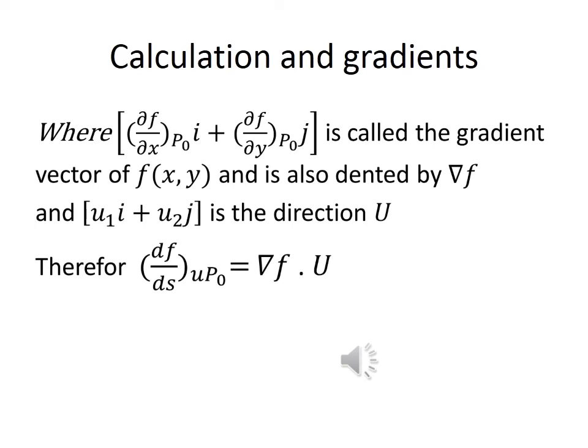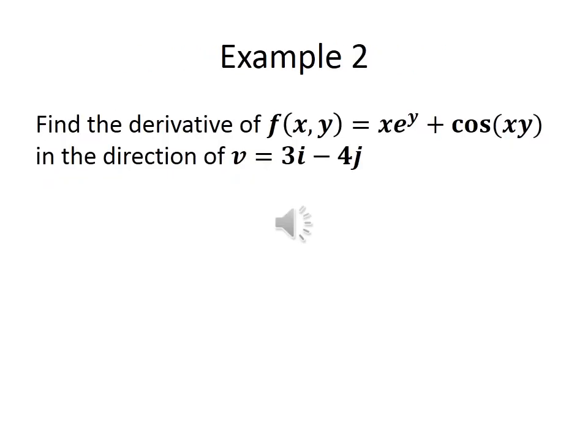The term partial f partial x at p0 i plus partial f partial y at p0 j is called the gradient vector of f, x, and y, and is also denoted by the nabla f. And u1 i plus u2 j is the direction u. Therefore, the first derivative of f with respect to s at u, p0, is the gradient f times u. Now, let us consider the following example.